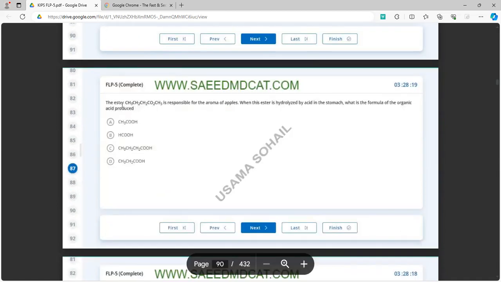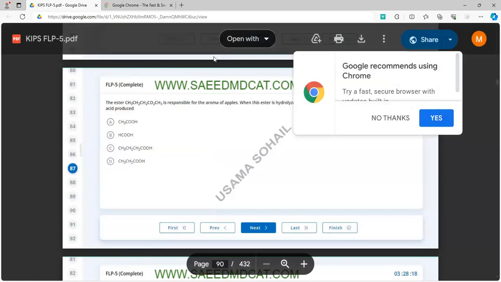Now they've given us the ester and asked which acid was used to make it. So we'll just calculate the number of carbon atoms. We know that this portion comes from the acid and this comes from the alcohol. So it's most likely butanoic acid, and the correct option is D. Option is C.